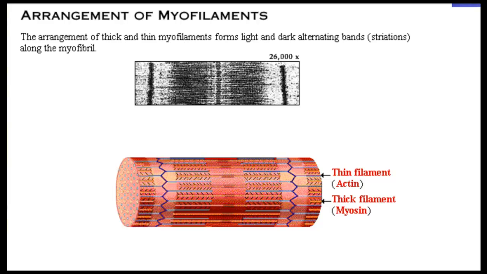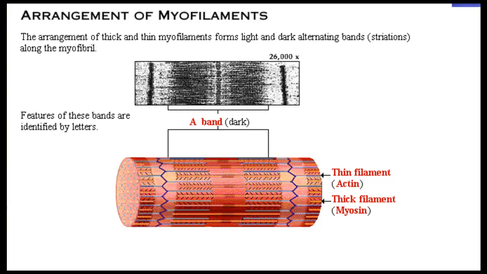The arrangement of thick and thin myofilaments forms light and dark alternating bands along the myofibril. This creates the cell's striated appearance, as shown here in this photomicrograph and diagram. Features of the light and dark bands are identified by letters. The dark bands are called A bands. The A band corresponds to the length of the thick filaments.